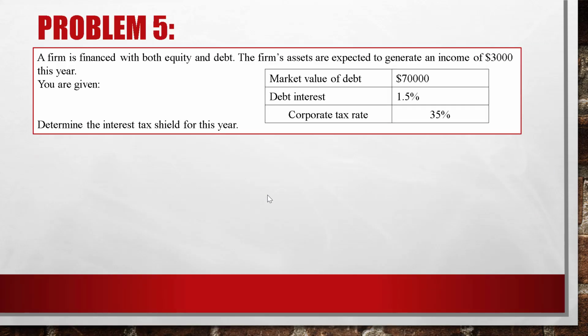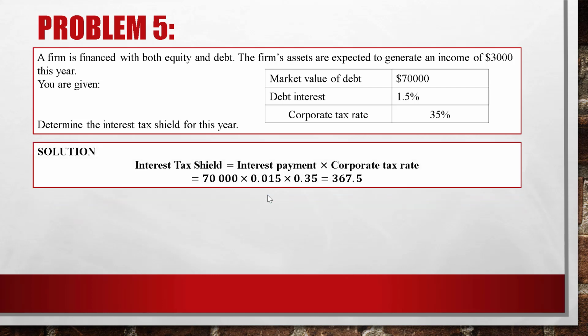Problem 5 is a calculation problem. A firm is financed with both equity and debt. The firm's assets are expected to generate an income of $3,000 this year. You are given the market value of debt, interest, and the corporate tax rate. Determine the interest tax shield for this year.